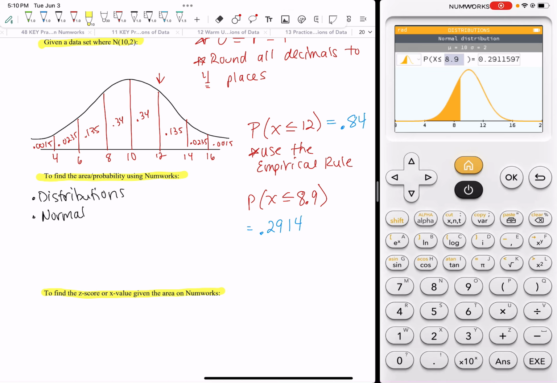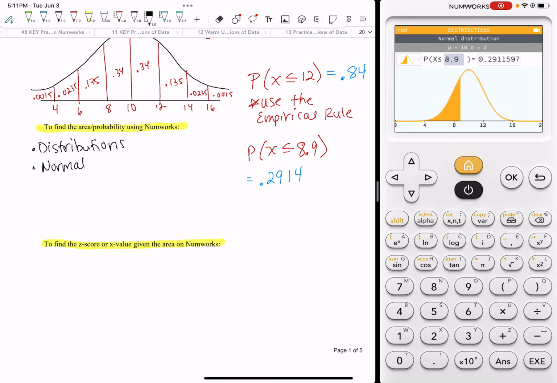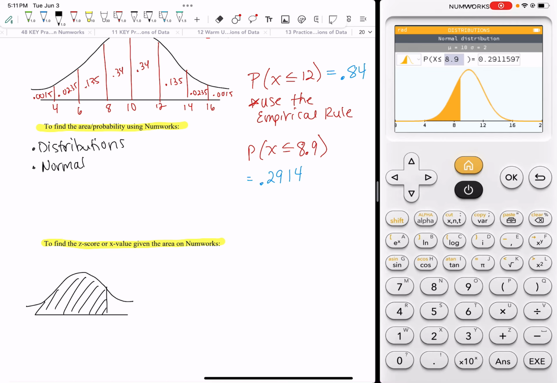And let's take a look at this same problem, but I'm going to draw a picture here. If this is our curve, I'm going to find either the z-score or the x value that goes where the area here is 0.6134. So you can find the x value that goes with it. You can also find the z-score, okay? Let's find the x value first because we're already set up. Our mean is 10, our standard deviation is 2.